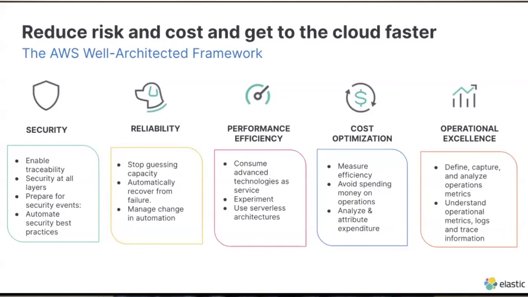Operational excellence is another key pillar we wanted to highlight, because in this pillar you are defining, capturing, and analyzing all the logs, metrics, and performance details of each of your applications. Then you're understanding the logs and metrics, analyzing them, and running machine learning jobs to send alerts and notifications. That's where Elastic comes into the picture. The observability solution we are going to talk about in a few minutes will cover operational excellence here.